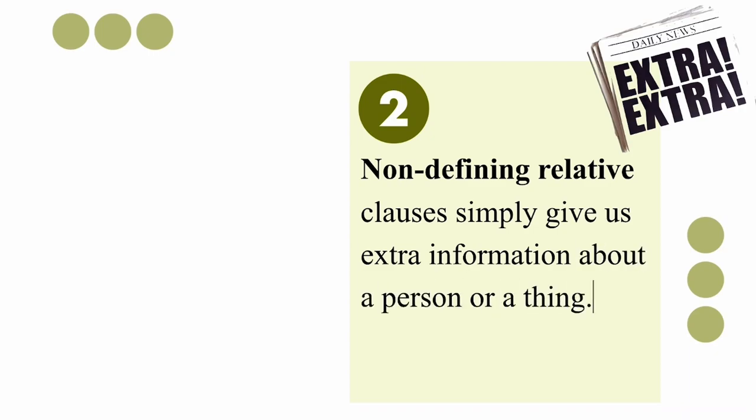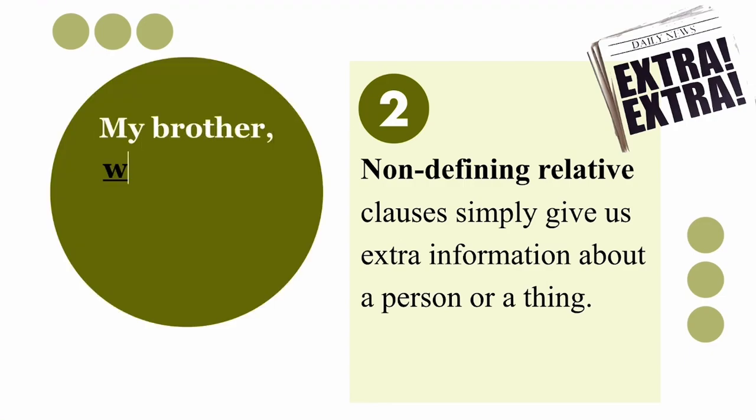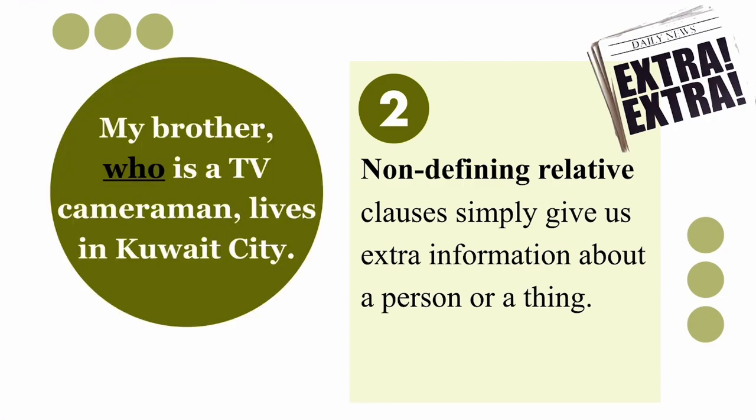The second type is the non-defining relative clauses, and it simply gives us extra information about a person or a thing. As you see in the example, my brother, who is a TV cameraman, lives in Kuwait City. So I've got my brother, and he is a TV cameraman, and he lives in Kuwait City. This is extra information.